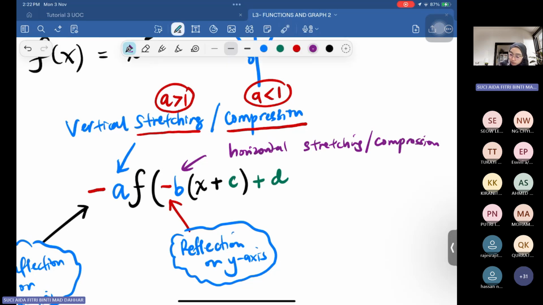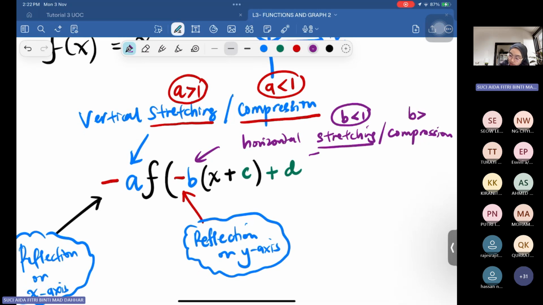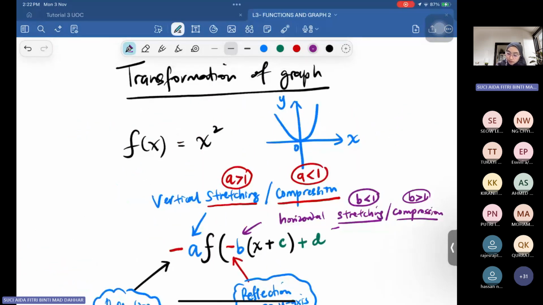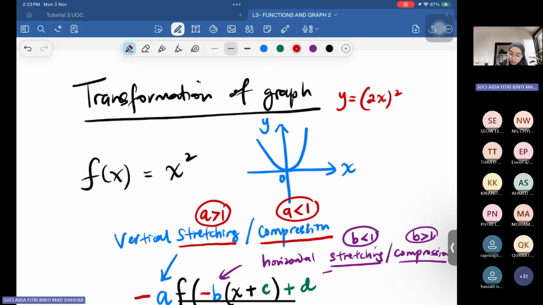Okay? If your b value is less than 1, then it will become stretching horizontally. Meanwhile, if your b value is greater than 1, then it will become a compression. For example, let me give you an example. If I have y equals to, inside the x, I multiply by 2. So my b value here is 2. Because the b value is equal to 2, it's greater than 1, right? So this will cause horizontal compression.